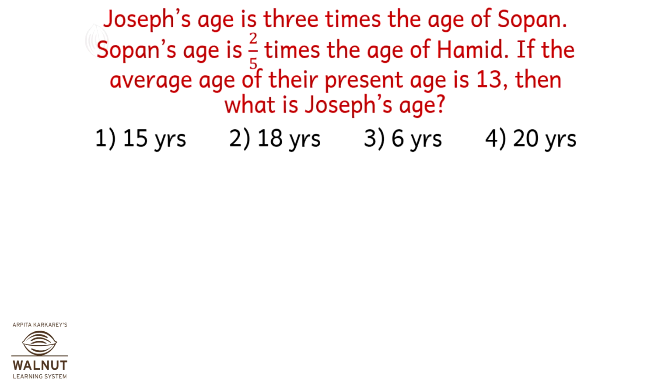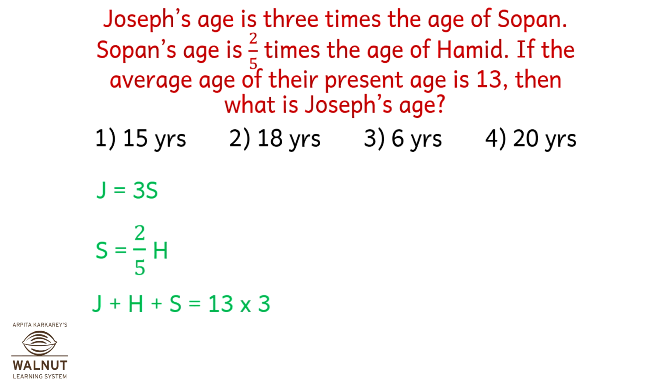Joseph's age is 3 times the age of Sopan. Sopan's age is 2 upon 5 times the age of Hamid. If the average age of the present age is 13, then what is Joseph's age? J is 3S, S is 2 upon 5H. J plus H plus S is 13 into 3.